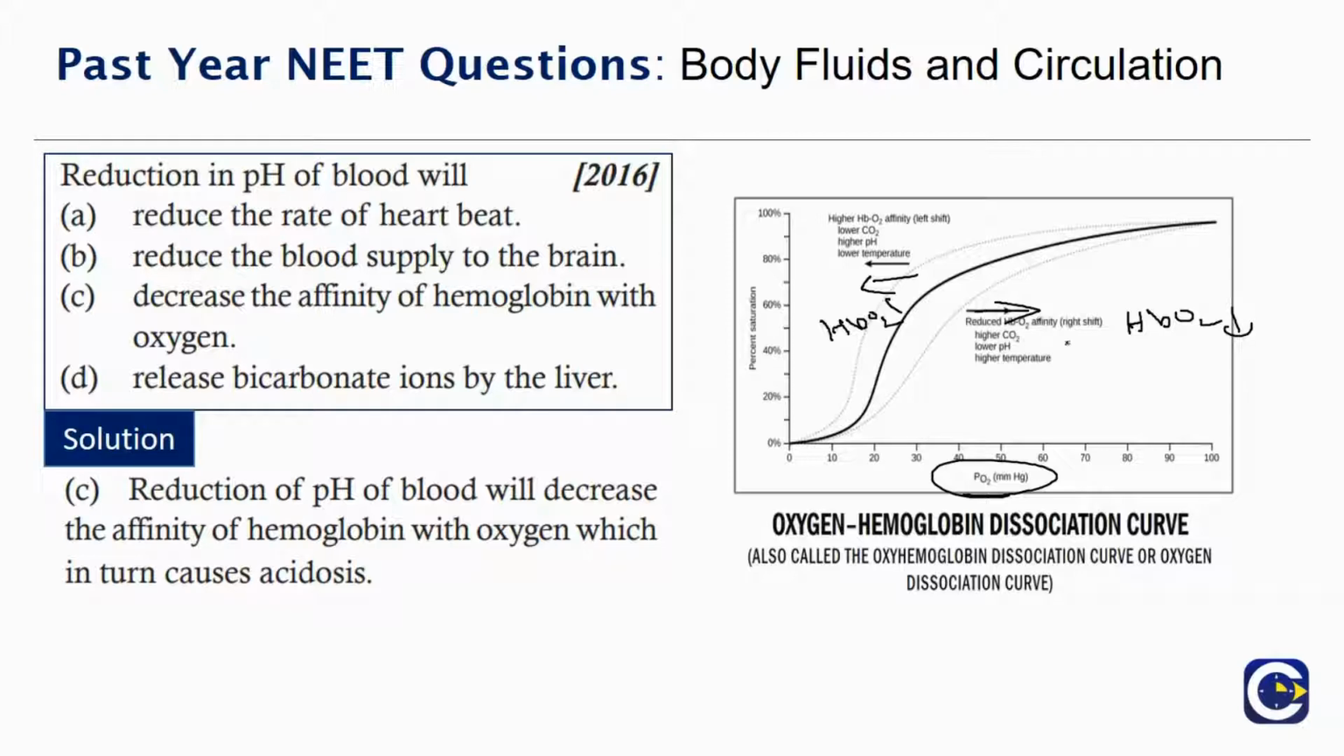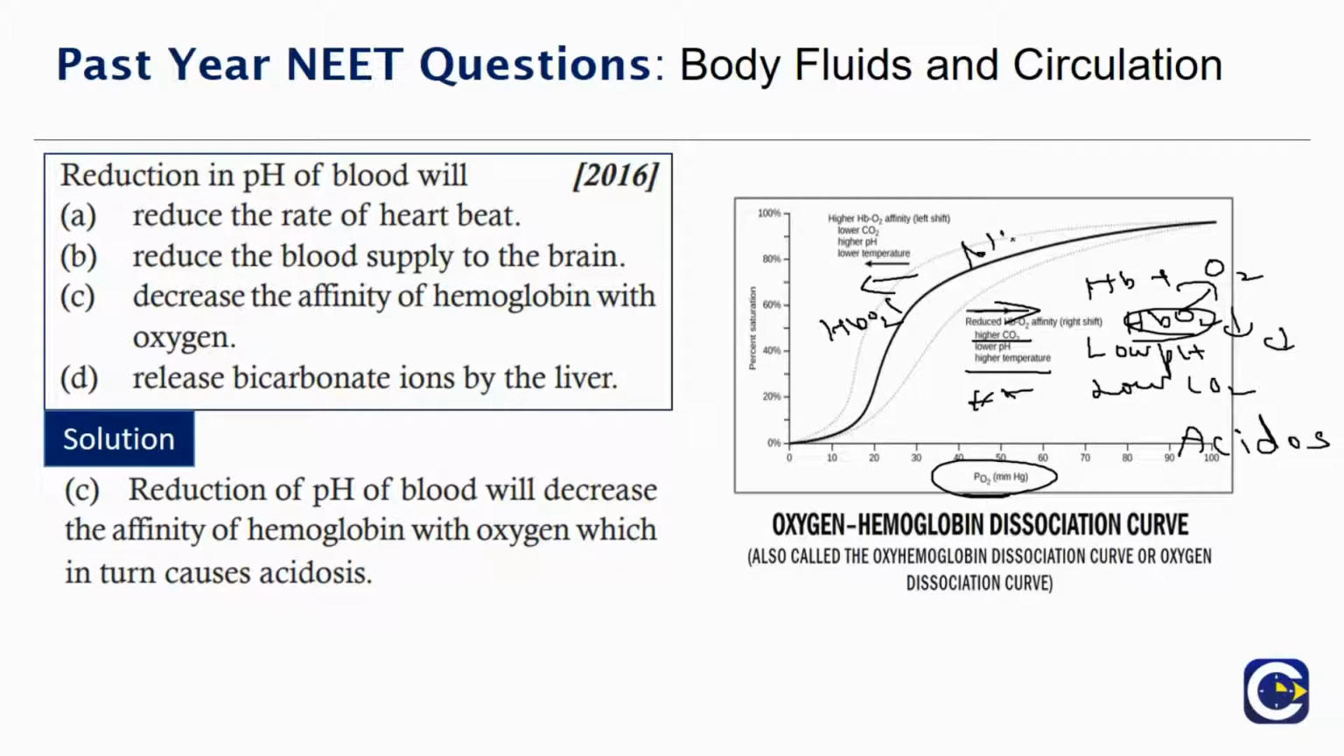So for this to occur, we have to remember only one thing: low pH and low CO2. Rest all should be high. We can have high temperature or higher CO2 for more dissociation of oxygen from hemoglobin. So HbO2 will get reduced. So only low pH and low CO2. Rest all are high: temperature, H plus ion concentration. So this is called acidosis. This is called alkalosis. Okay, so acidosis leads to a decrease in the affinity of hemoglobin with oxygen.